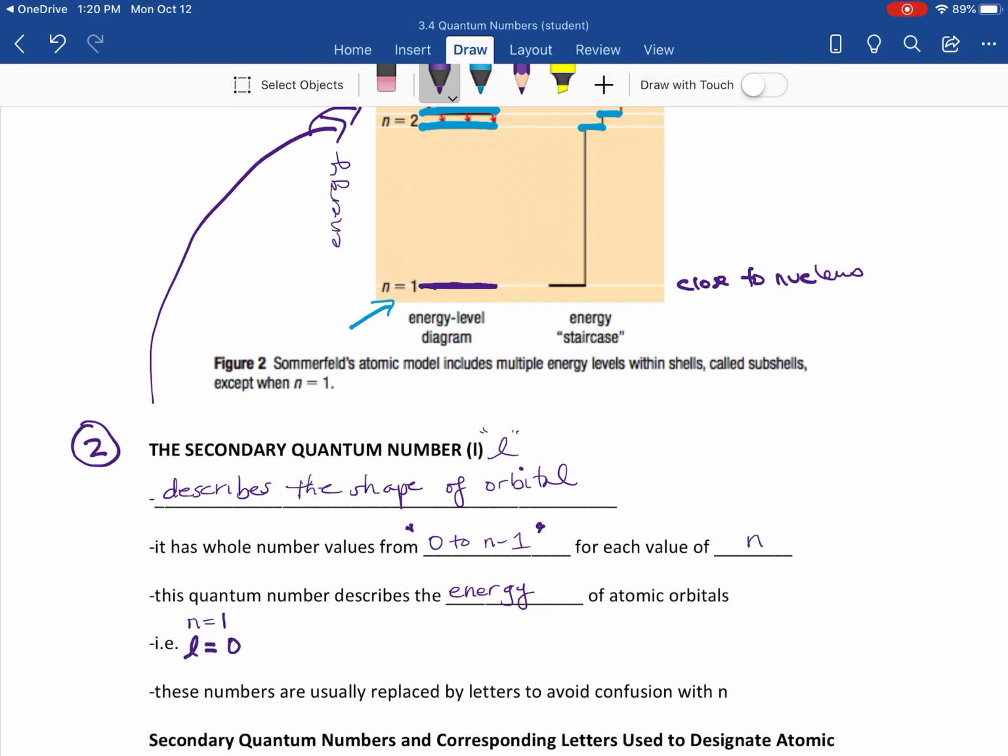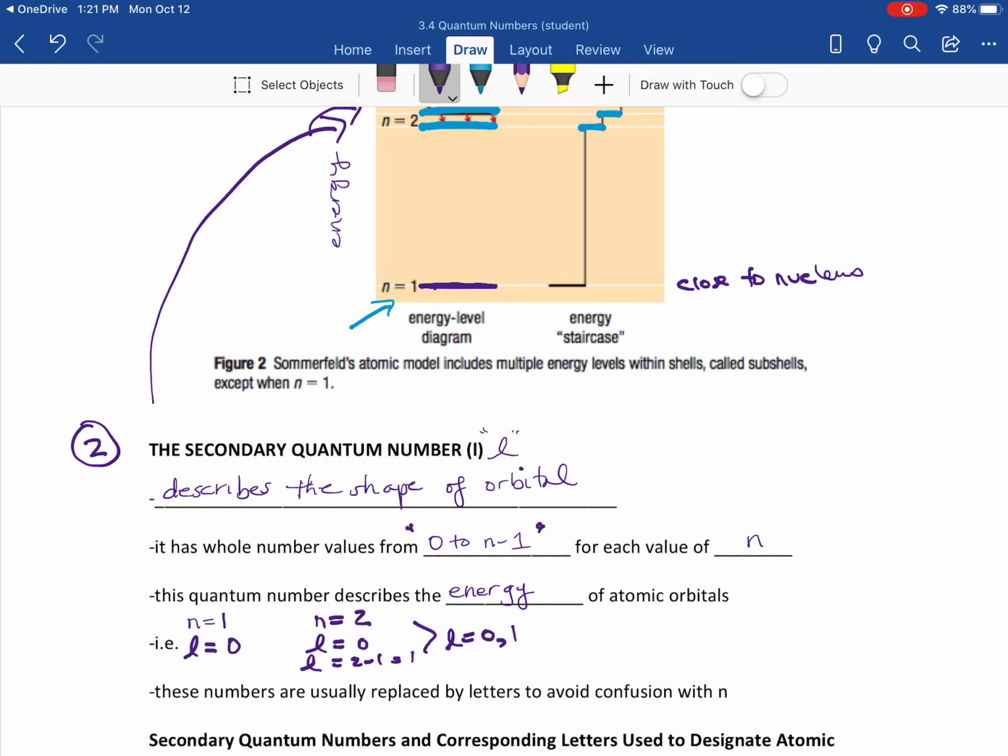Well, if n is 1, 1 minus 1 is 0. So I've got one option. If I'm in the second energy level, then my options here can be 0, and I'll just spell it out, 2 minus 1, which equals 1. So my options here for L can be 0 or 1.